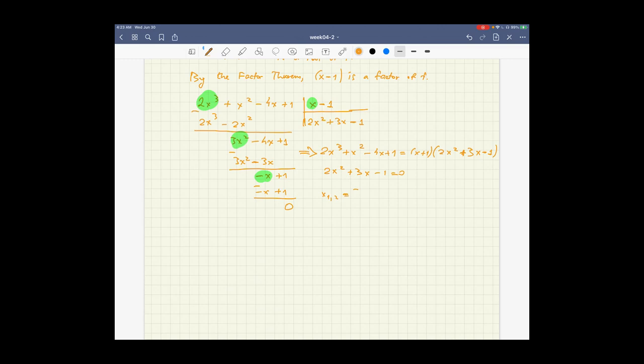The roots are negative 3 plus minus the square root of 3 squared minus 4 times 2 times negative 1, over 2 times 2. That is negative 3 plus minus square root of 17, over 4. And we see immediately that 1 is the only rational root.